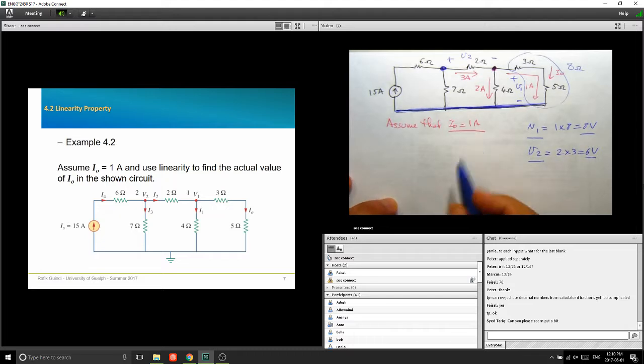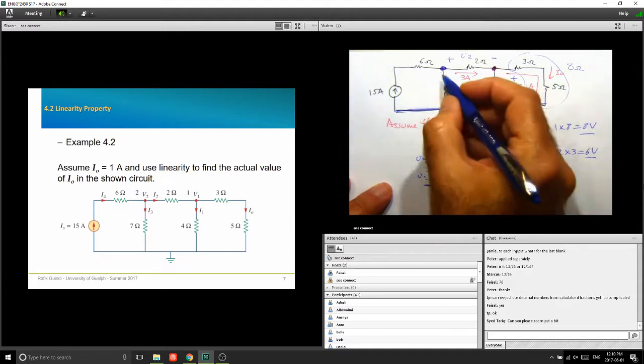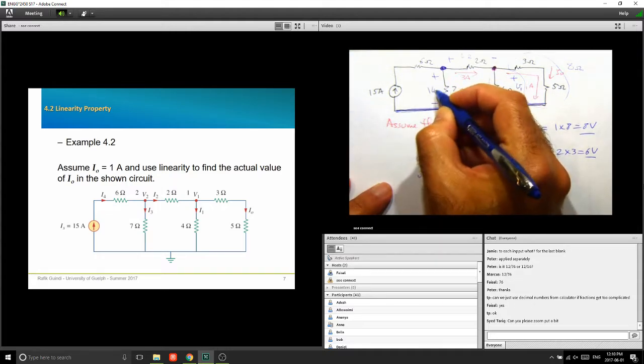Okay, you have 3 nodes. One node there that's at 0. One node here that's at 8 volts. Another node here that's at 6 volts. How much is this one compared to the bottom one? It's 14 volts. So from here to there, that's 14 volts.